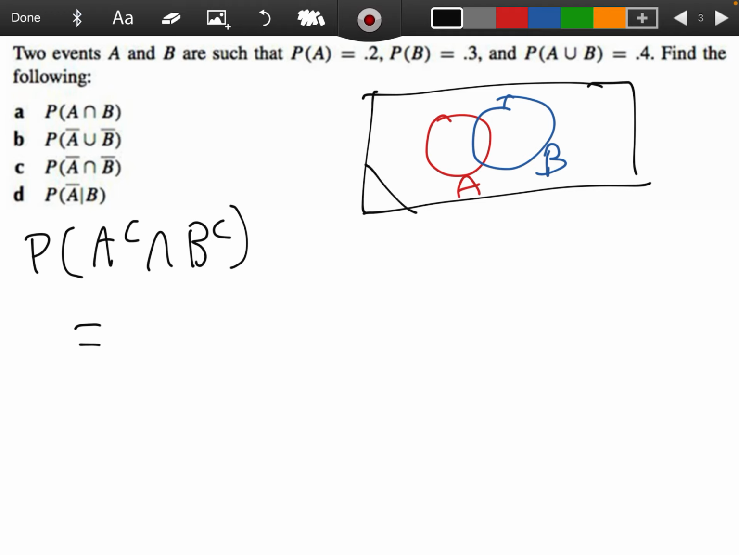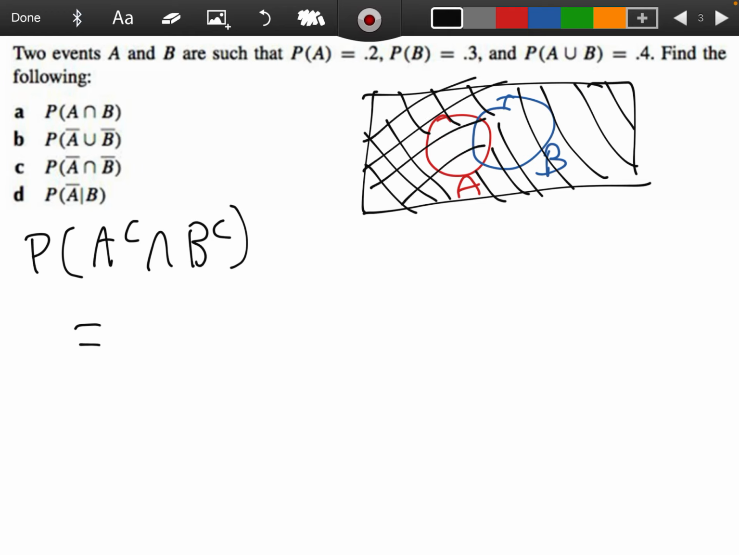I could have just left the graph since it's really the same graph. Here's A complement, and here is B complement, anything that's outside of B. I went a little bit inside. I don't want that. And we've got the outside of B complement.